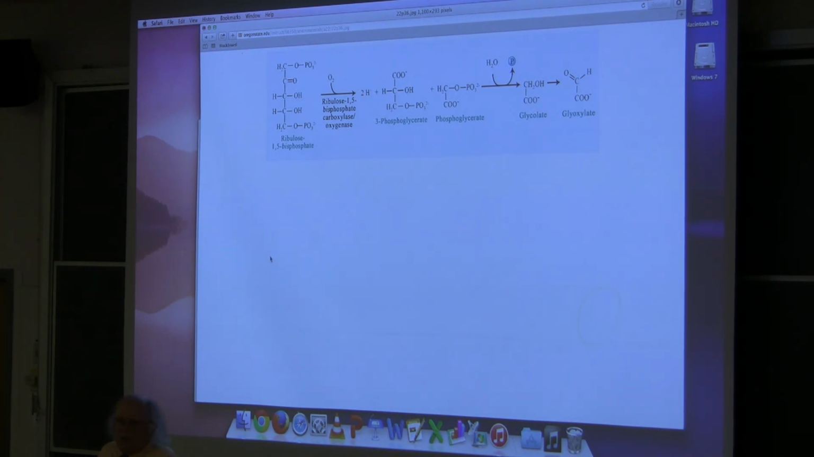But the bottom line of this is that I'm trying to give you a sense of two things here. There's really two pathways that are converging. One's the Calvin cycle, and the other's the glyoxylate cycle. The glyoxylate cycle is mopping up a toxic byproduct of the Calvin cycle. And so in this sense, having a glyoxylate cycle makes a lot of sense for plants. It makes a lot of sense.